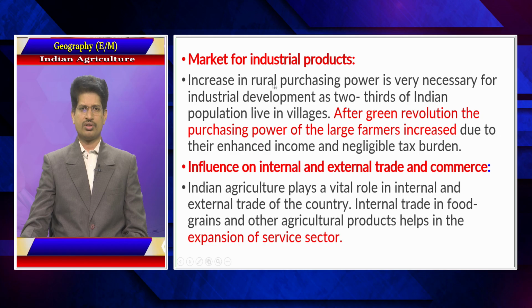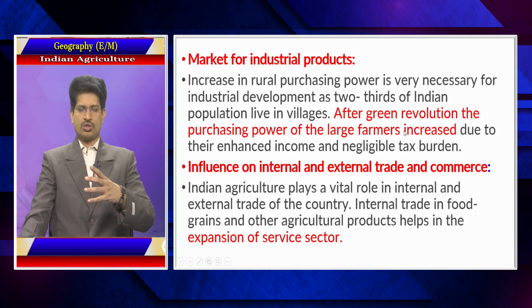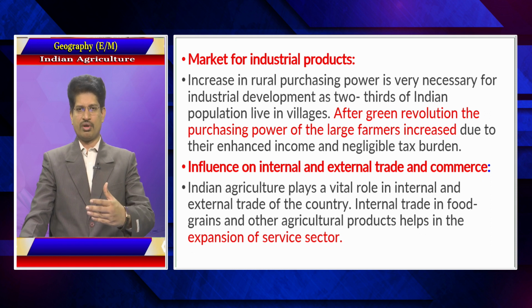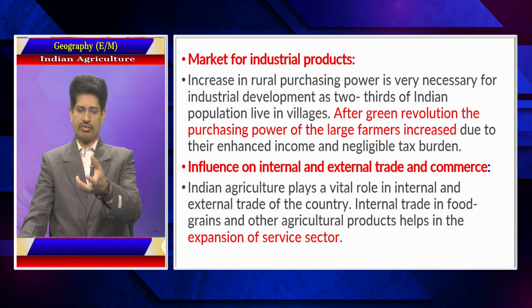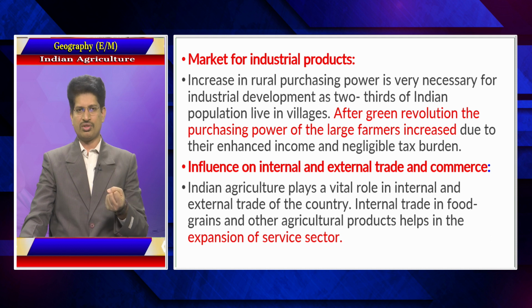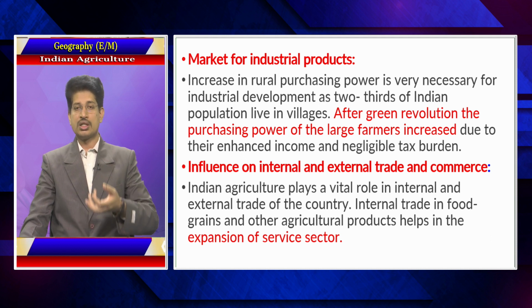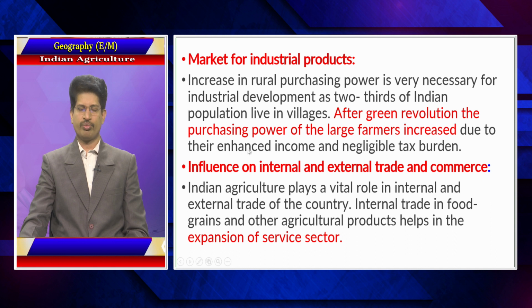Market for industrial production. So, increase in rural purchasing power is very necessary for industrial development and two-thirds of the Indian population lives in villages. After the Green Revolution, the purchasing power of the larger farmers has increased. Because the per capita income after the Green Revolution in certain pockets has increased, their purchasing power has increased because of agriculture, and there is an increase in industrial production. So, agriculture has impacted the secondary sector to develop.